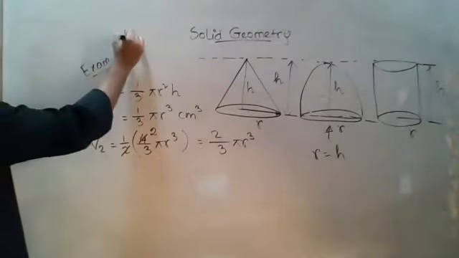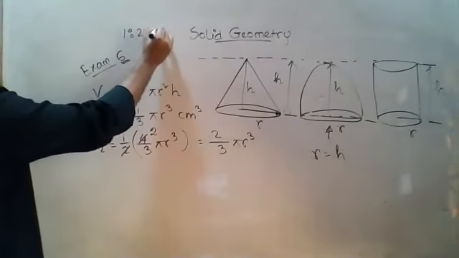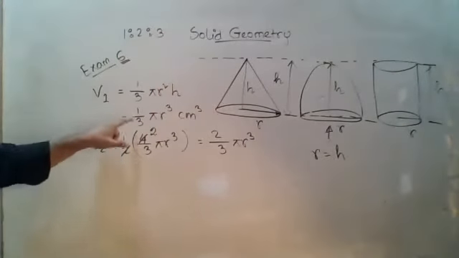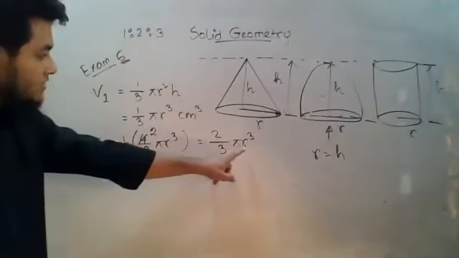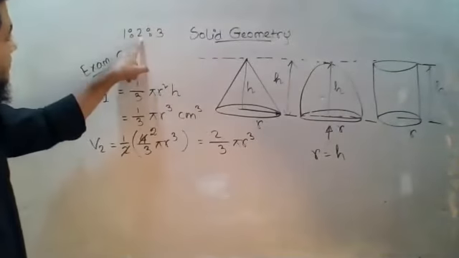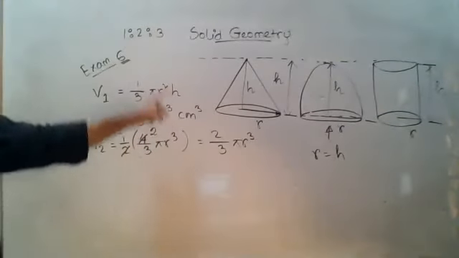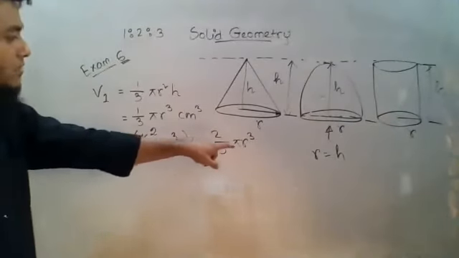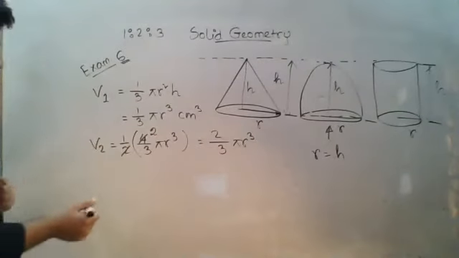We can already see that this is happening. The ratio has to be 1 is to 2 is to 3, right? You see 1 by 3 pi r cube, here also 1 by 3 pi r cube, but there is a 2. Then in the last one, it will be 3 by 3 pi r cube. Okay, you will see.